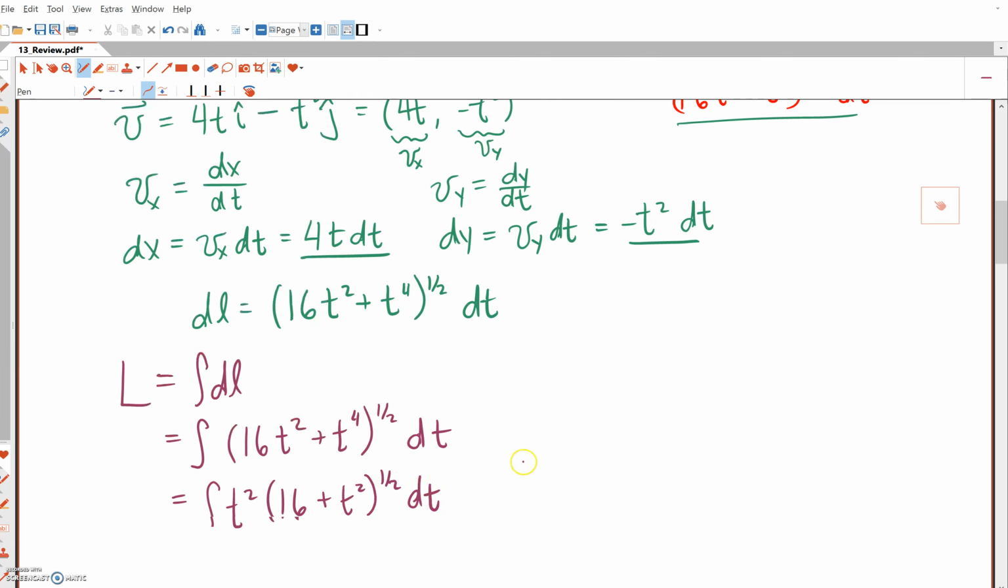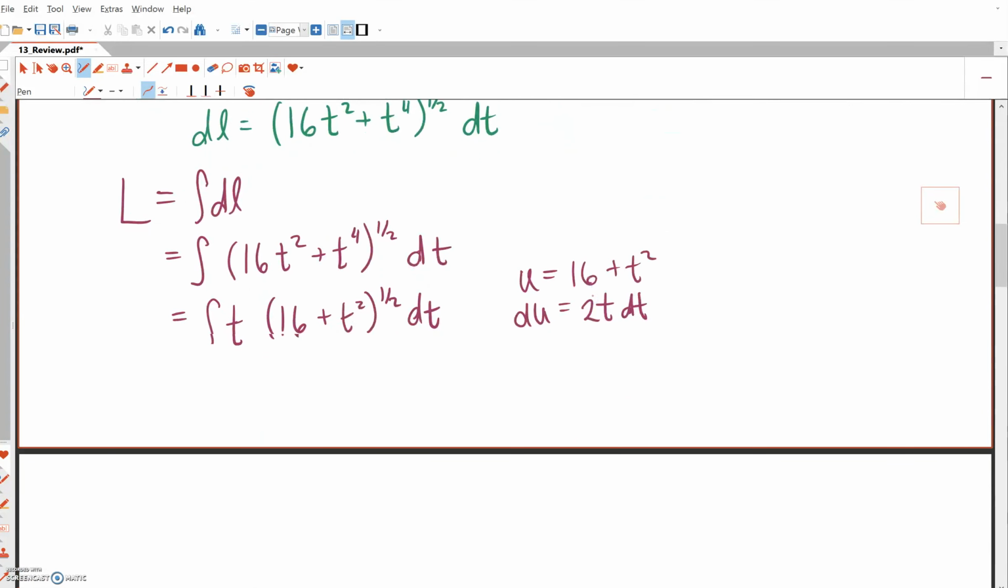Now from here I did a u substitution, so let u equal the stuff in parentheses, 16 plus t squared. That means du is equal to 2t dt. Because I pulled out a t squared, t squared to the 1/2 is just t. So 1/2 du is equal to t dt, and here I have a t dt. So that becomes the integral of u to the 1/2, with t dt being 1/2 du.